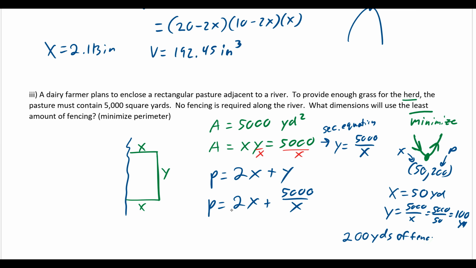And so the question is, all we have to do now is answer the question. It says, what dimensions will use the least amount of fencing? So 50 yards by 100 yards. It just wants the dimensions. But why is this important?